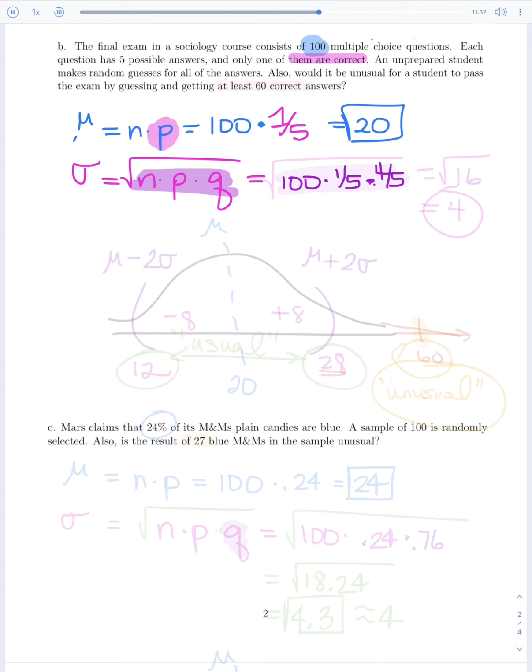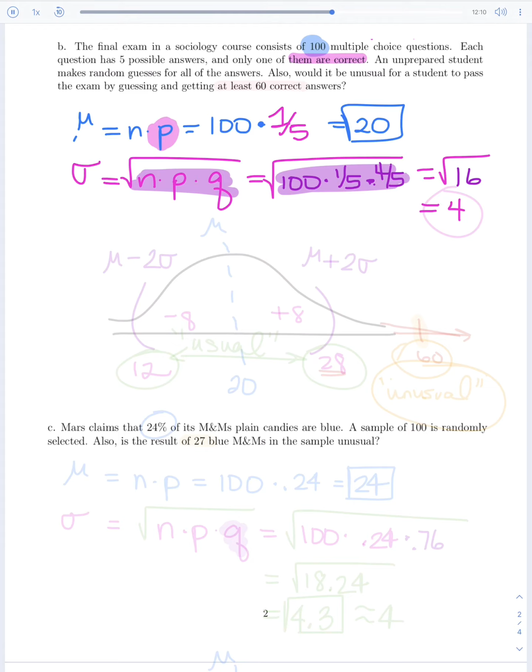So let's see what happens if we do 100 times either 1/5 times 4/5 or times 0.20 times 0.80. Either way, it doesn't matter. And you get 16. As a warning, though, that is just the part that is underneath the square root. We still have not taken the actual square root yet. So, to actually find the standard deviation, we'd still have to take the square root. Well, the square root of 16 is nice and straightforward. It's just the number 4.